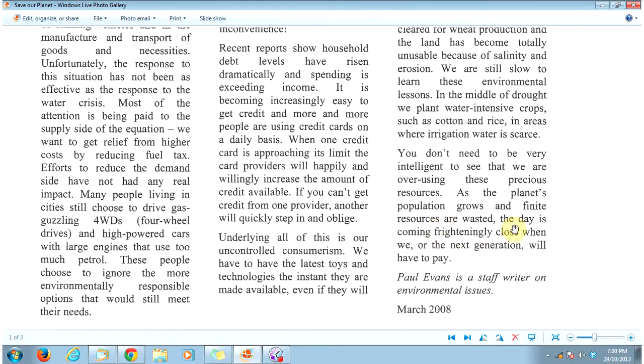Paul Evans here finishes with an appeal to fear with the phrase frighteningly close, so the reader will start to be very concerned about what lies for them around the corner and have a sense of urgency for changing their patterns of consumerism and waste so that they don't meet their doom.